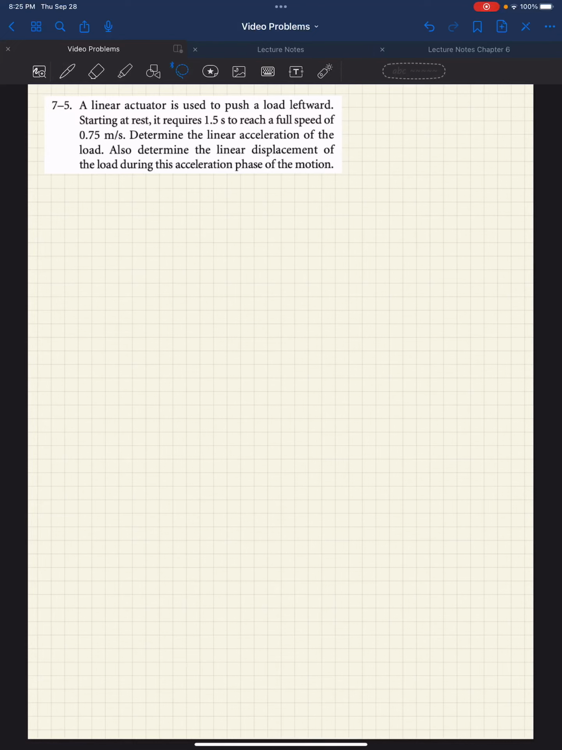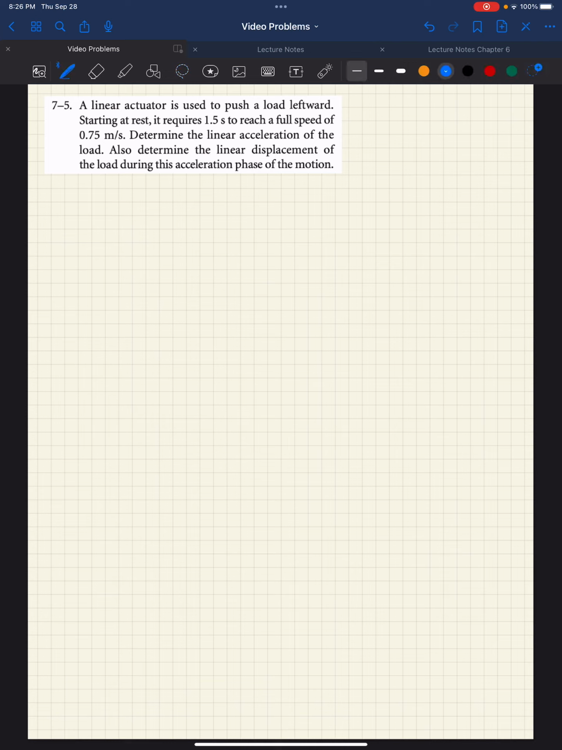Example problem 7-5. A linear actuator is used to push a load leftward. Starting at rest, it requires 1.5 seconds to reach a full speed of 0.75 meters per second. Determine the linear acceleration of the load. Also determine the linear displacement of the load during this acceleration phase of motion.